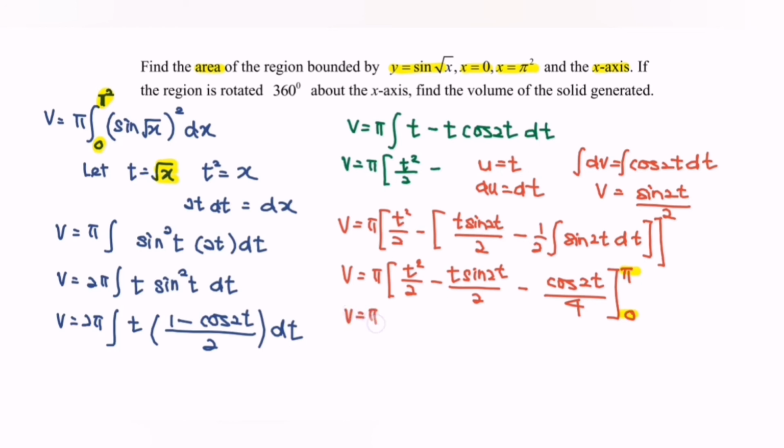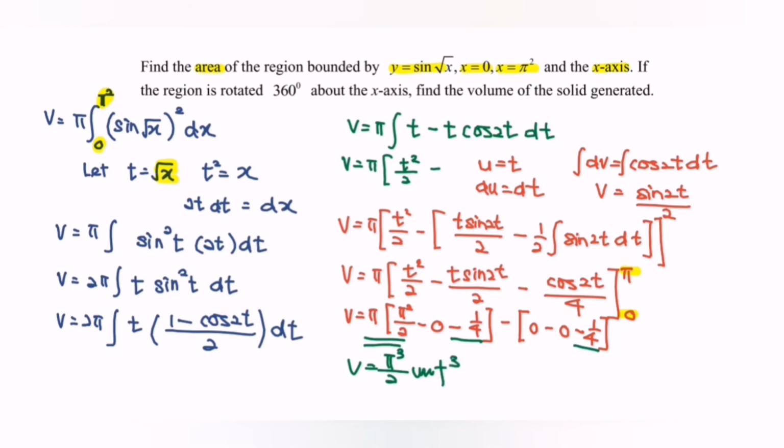So V equals pi. If we substitute pi, we will have pi squared over 2 minus 0 minus 1 over 4. Then, if we substitute 0, obviously we will have 0 minus another 0. Cos 0 is 1, so substituting 0 for cos 2t, we will have negative 1 over 4. Finally, kindly refer to this part, very obviously we will have 0. Then focus on this part, pi multiplied with pi squared. So the volume is equal to pi cubed over 2 unit cubed. So that is the answer for the volume. So here we are, and thanks for watching.